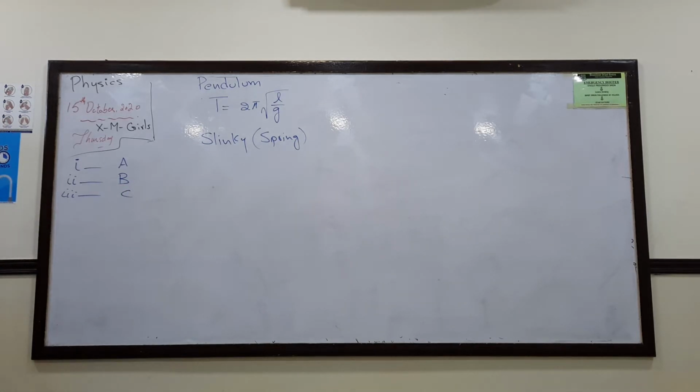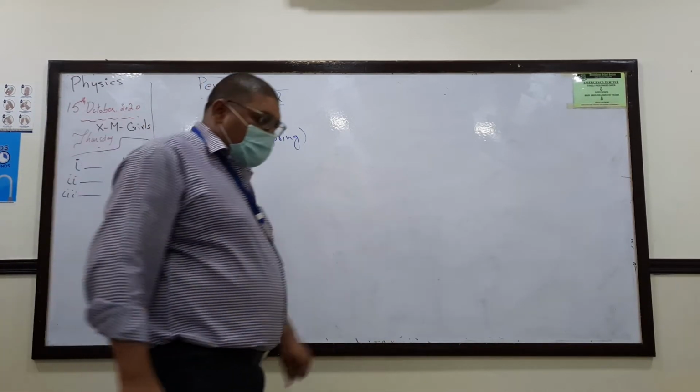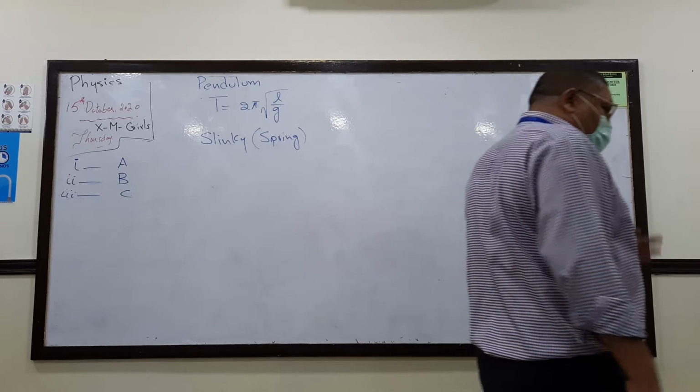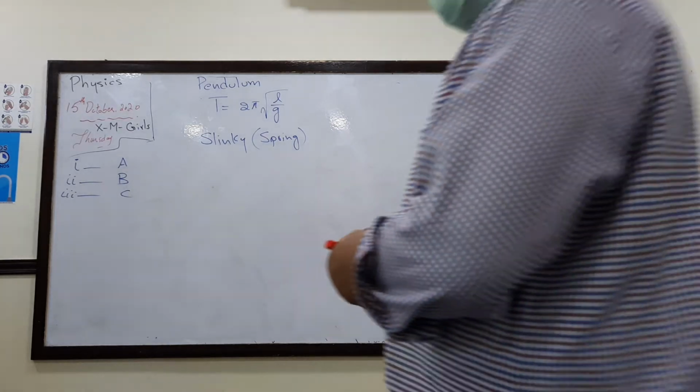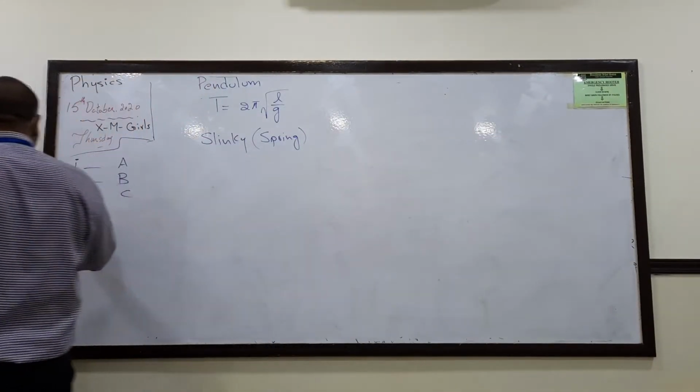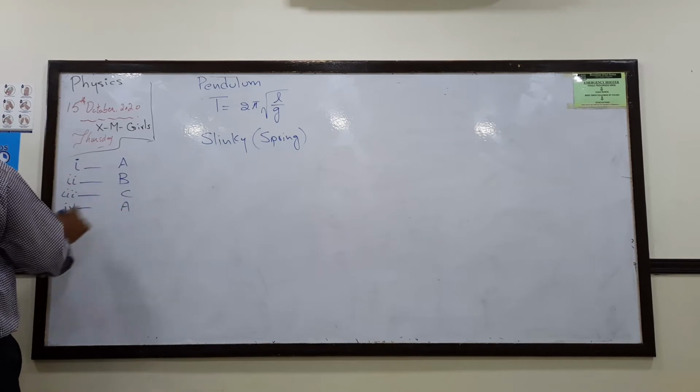Next one. Waves transfer through A, energy, B, frequency, C, wavelength, D, velocity. What is the function of the wave? They transfer energy from one point to the other point in the medium. So waves are actually energy carriers in a medium. So what will be the choice? A, energy. So for the fourth one, the answer will be A.